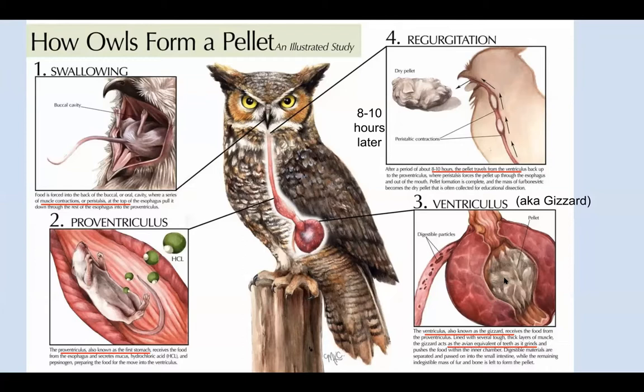And that gizzard is a special organ that contracts, meaning it squeezes back and forth, and it helps to grind and break up whatever that owl ate. So again, owls don't have teeth. So instead that gizzard is a special substitute that helps to break down and grind whatever it ate. And then from that gizzard, whatever can be digested will move further down the digestive tract. And then things that can't be digested, like the fur and bones, will eventually make its way back up through the owl's esophagus, and then will eventually come back out through the owl's mouth in the form of a pellet. And that's usually about 8 to 10 hours later.